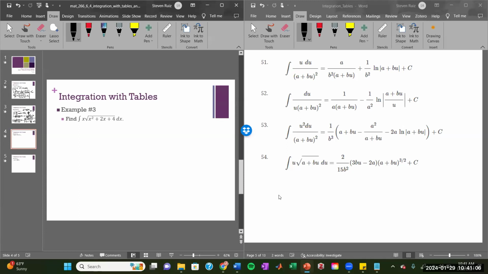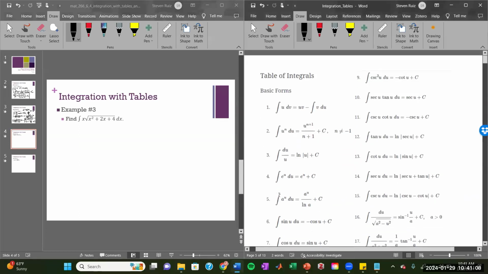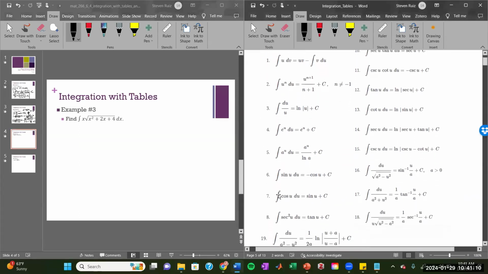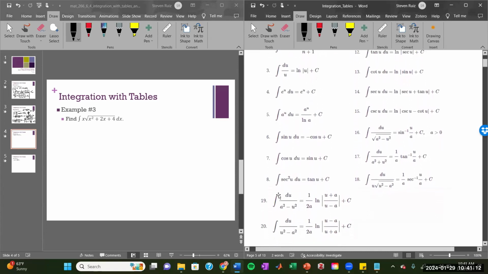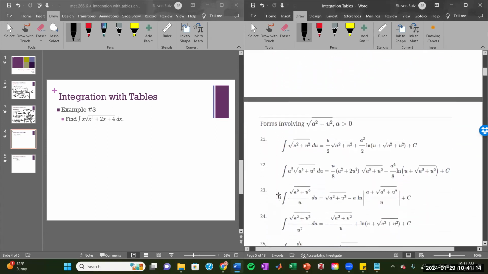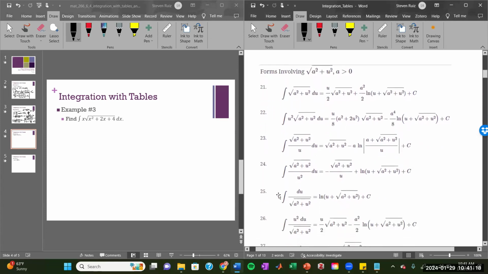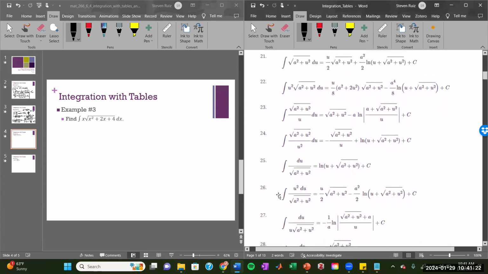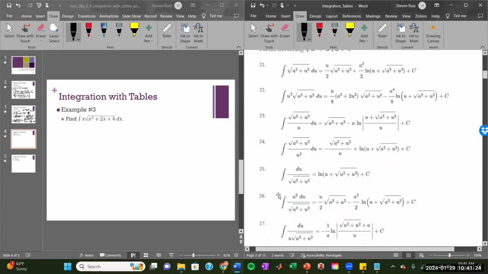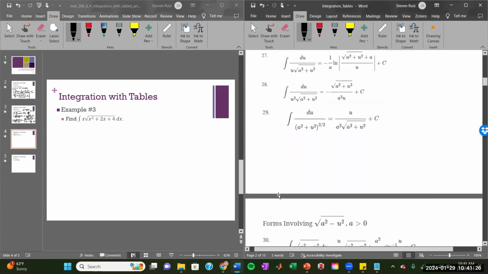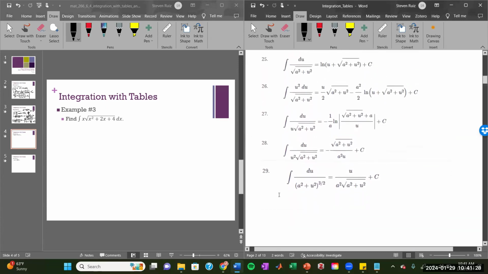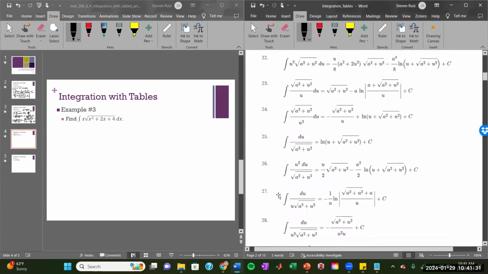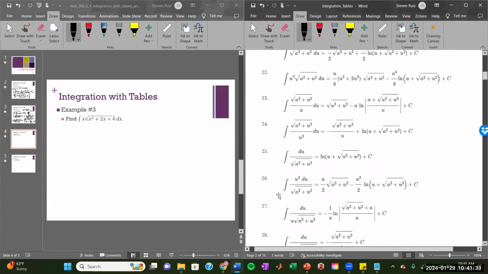Let's go back to that picture. Let's go back to the very top. I was looking for one underneath this heading that had just a single u multiplied by radical a squared plus u squared. Why isn't it there? 25?